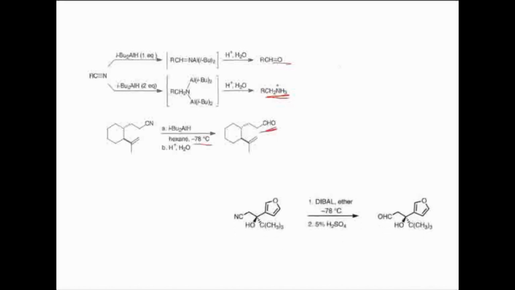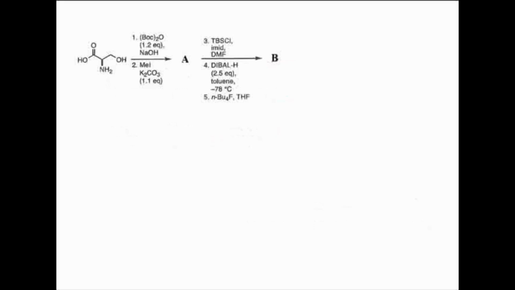Similarly, it will react with nitriles also. With 1 mole, that is 1 equivalent, you will be getting aldehyde. If you use 2 equivalents, it will be completely reduced to the amines. So here again, you see, 1 equivalent means the reaction will stop at the aldehyde stage itself. So this is another example where the nitrile group is reduced to aldehyde. We will see a problem here based on this.